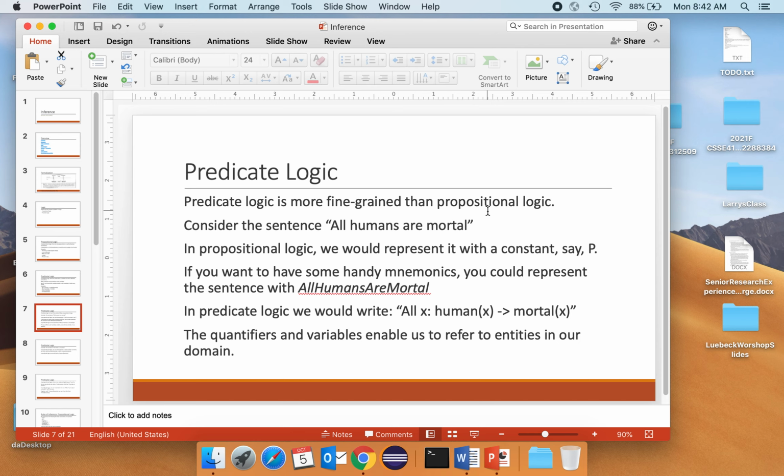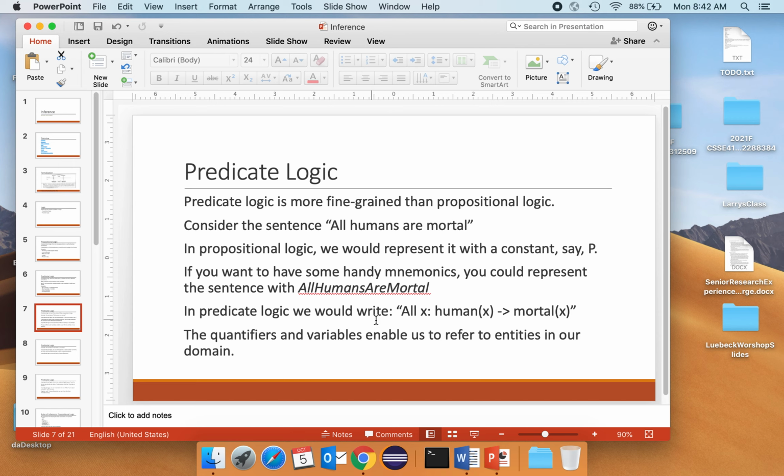So as we can see then, predicate logic is much more fine-grained than propositional logic. Let's have a look at the sentence again, all humans are mortal. In propositional logic, we would represent it with a constant, say P. So say P is this sentence over here. If you want a handy mnemonic, you could represent the sentence with all humans are mortal, but it's just a different kind of constant.